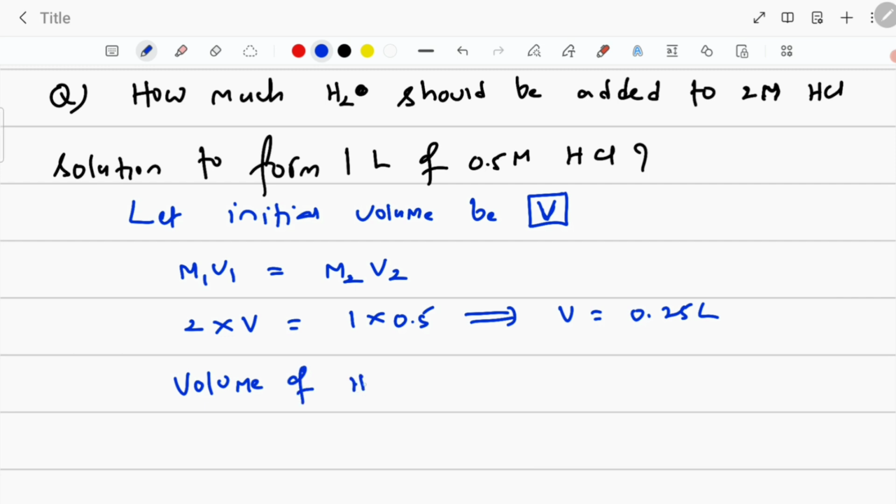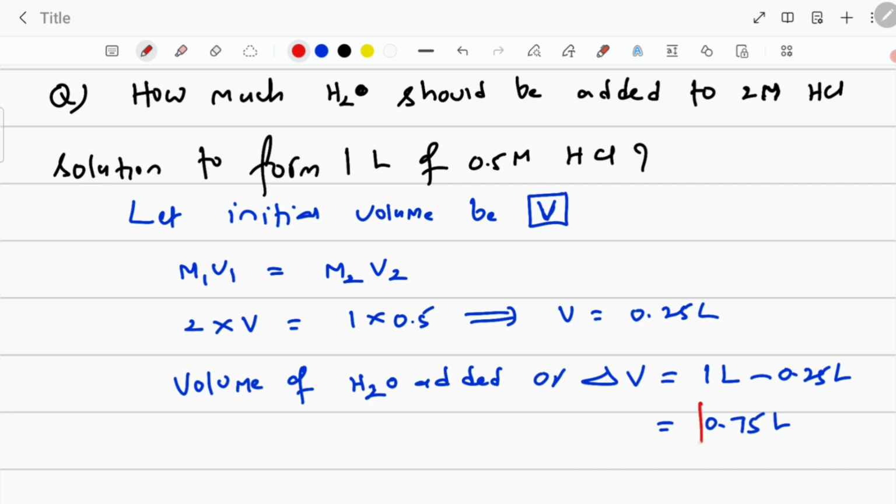So to get the amount of water added, you just have to take the change in volume, or final volume minus initial volume. The resultant is the amount of water we added. Final volume is 1 liter, initial volume 0.25. Overall, 0.75 liters is the amount of water we added here to get a resultant 1 liter of 0.5 molar HCl solution.